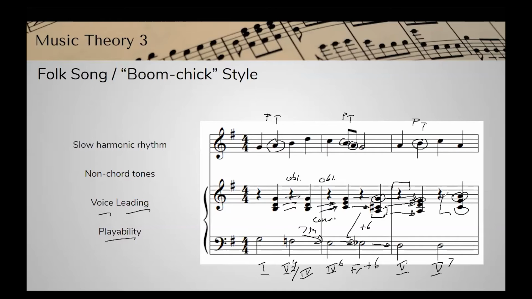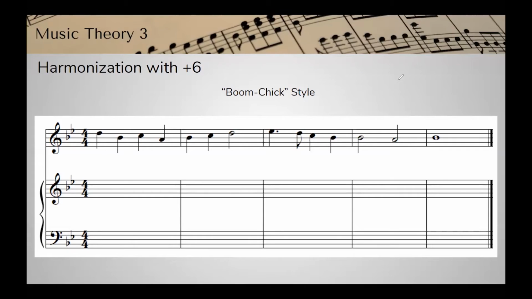Okay, so let's look at an example from the ground up. So this is a harmonization with a melody here, and the harmonization must include an augmented sixth chord, and it must be in the boom chick or folk song style, right? And just to make the point, it's called boom chick because the bass is the boom, right? We have that note in the bass, and then the chick is the chord, so it sounds like boom chick, which is the overall effect of that accompaniment.